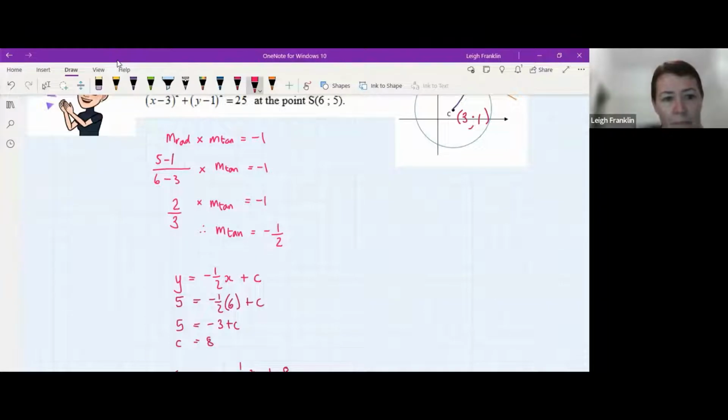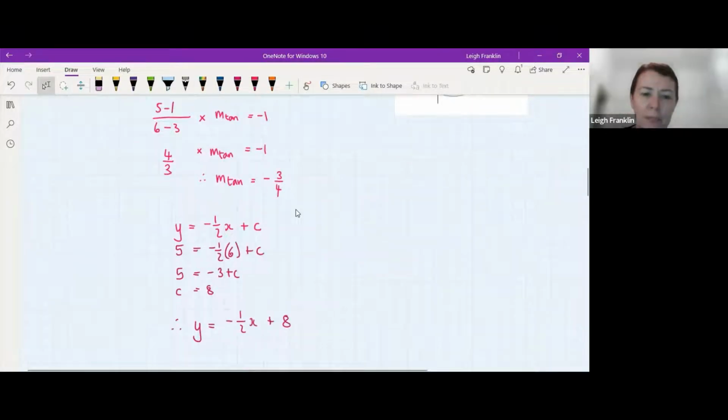Hang on. Sorry, I'm being an idiot here. 5 minus 1 is 4, and 6 minus 3 is 3, isn't it? Okay, so that means that when we now have to multiply it by the gradient of the tangent to get -1, this would end up being -3/4. Sorry, I used the wrong number. Let me just fix this up for you.